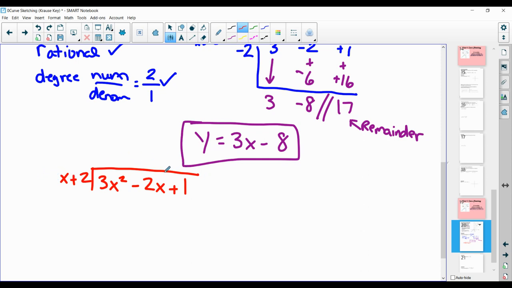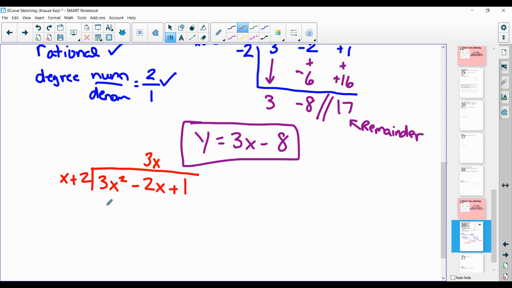I was always taught to match my terms vertically, but I've seen others who just write them from left to right. So it doesn't matter to me as long as you're getting the correct answer. So x plus 2, 3x squared divided by x, we would need to multiply by a 3x to get 3x squared. So I'm putting my 3x right above the x. Again, I've seen others that just start writing it left to right. As long as everything's balancing out, you're fine.